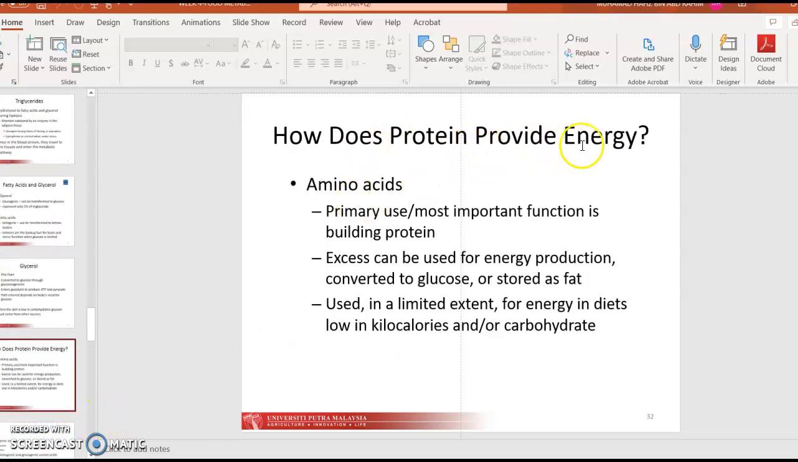So how does protein provide energy? Basically, the monomer of protein is the amino acid. The primary and most important function is building protein. But if you have excess, it can be used for energy production, converted to glucose, or converted to fat. It can be used to a limited extent for energy in diets low in kilocalories or carbohydrate.